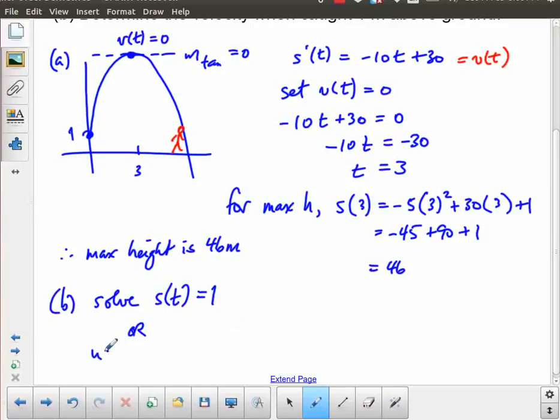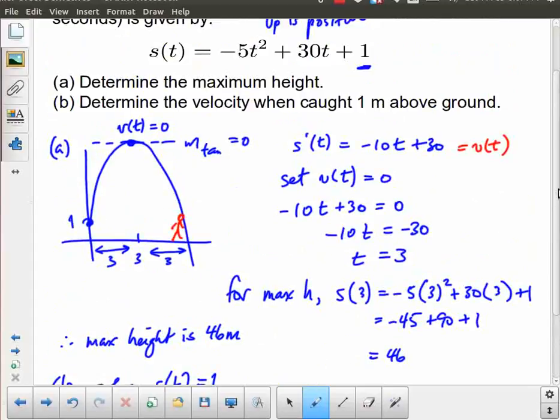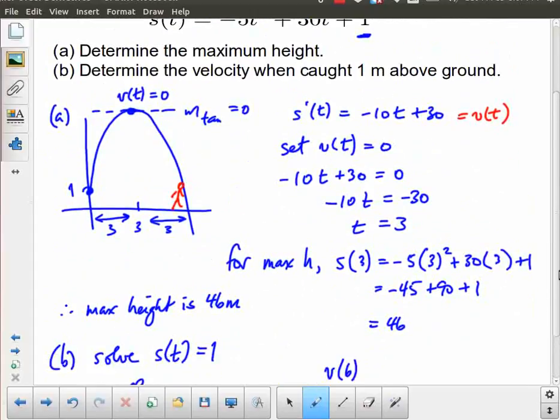or we could recognize that there is a symmetry here. Because it was thrown from a height of 1, and it took 3 seconds to get to the maximum, for it to come back to a height of 1 is also going to take 3 seconds. So we actually know that that occurs at t equals 6. So now all we need to do is find v at 6. It wants to know what is the velocity when it's caught 1 meter above the ground.